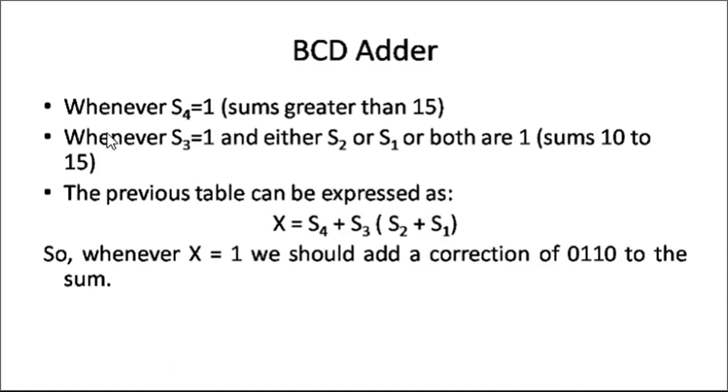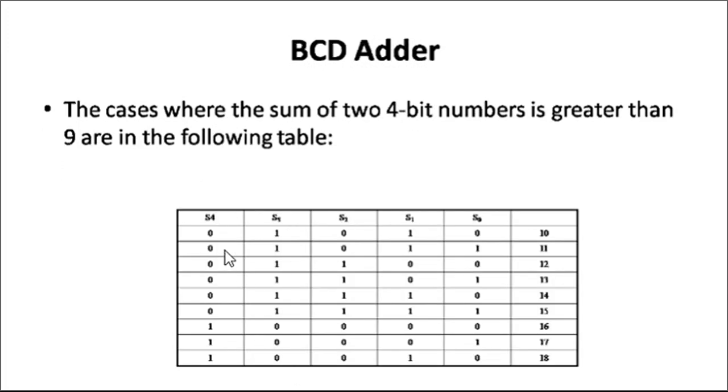Now see the BCD adder. Whenever S4 is 1, the sum is greater than 15. Whenever S3 is 1 and either S2 or S1 is 1, the sum is 10 to 15. The previous table can be expressed as X equal to S4 plus S3 times (S2 plus S1). In the previous table, S4 is 1 when the sum is more than 15, and S3 is 1 from 10 onwards.